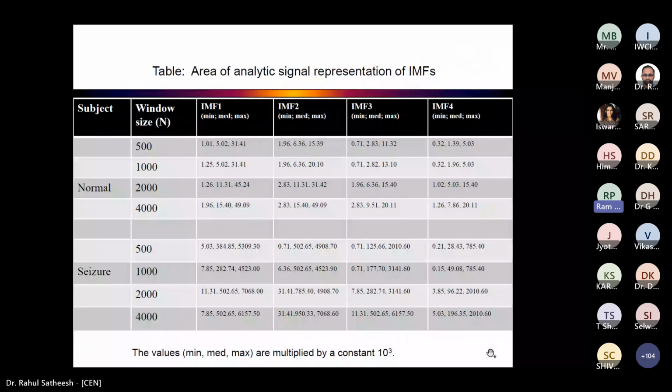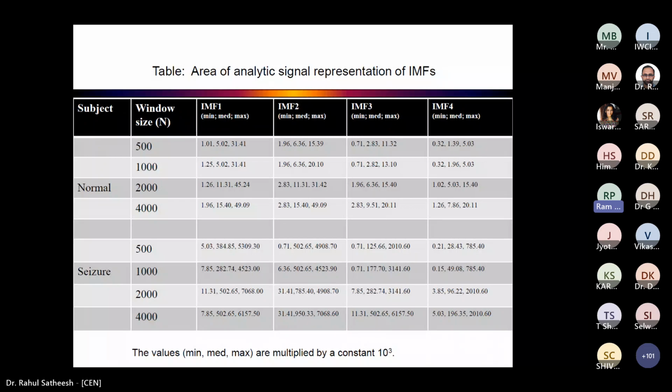Whatever you see in graphical form, you now see in the form of numbers, a quantitative version of the visual representation. In this table it can be seen that for the normal and seizure classes of EEG signals, across different window sizes, the area parameter is larger for the seizure case and lower for the normal case.